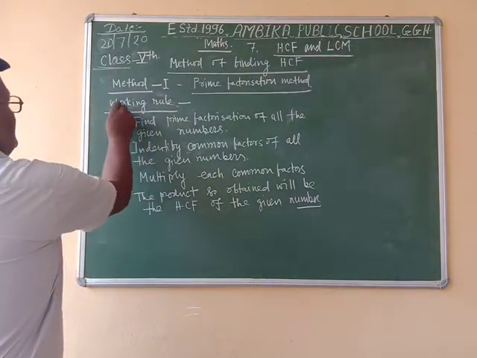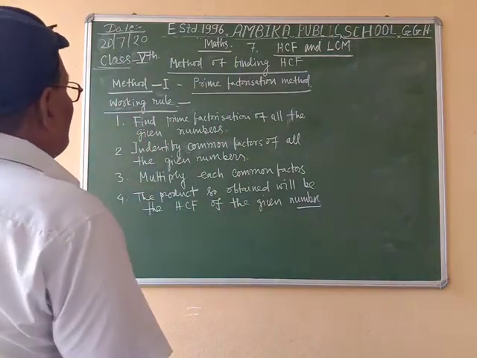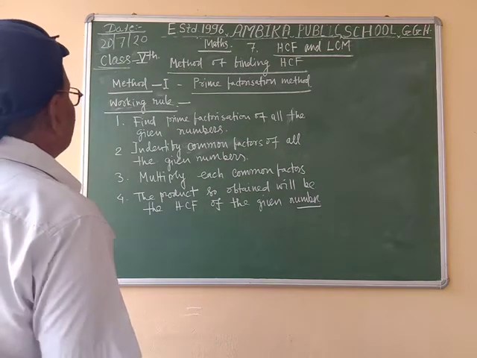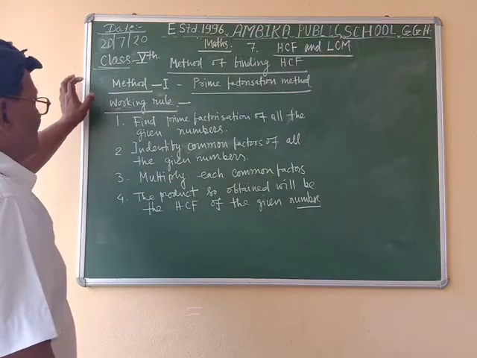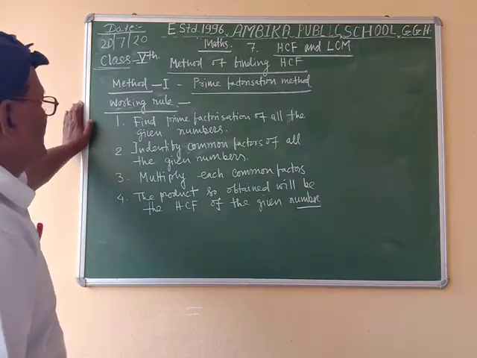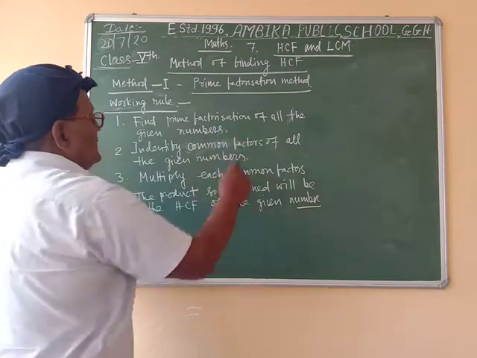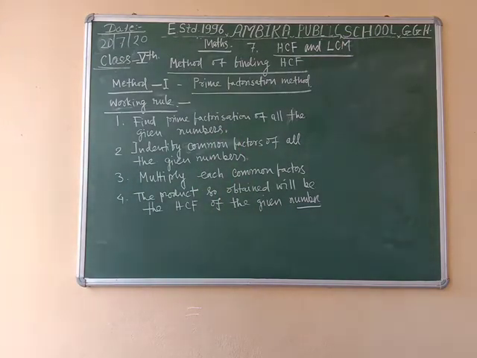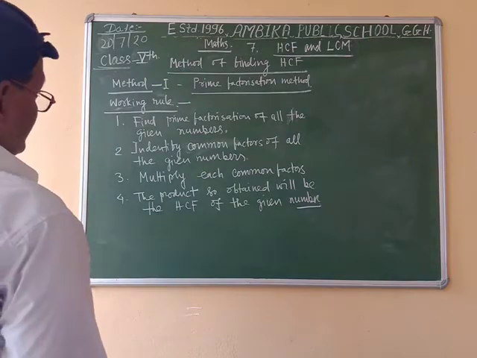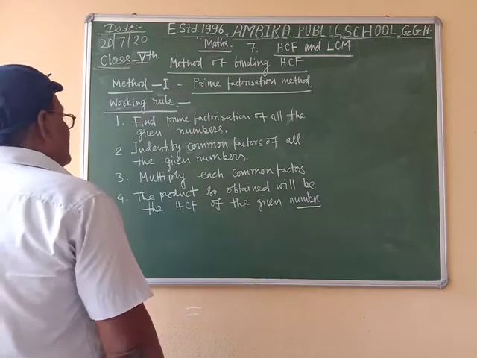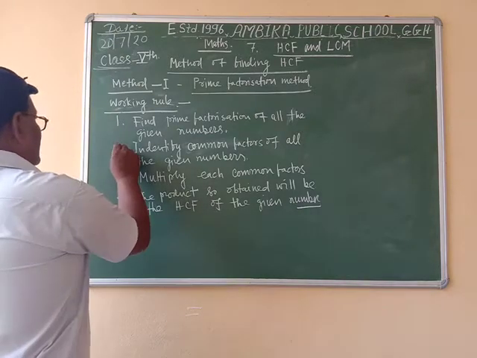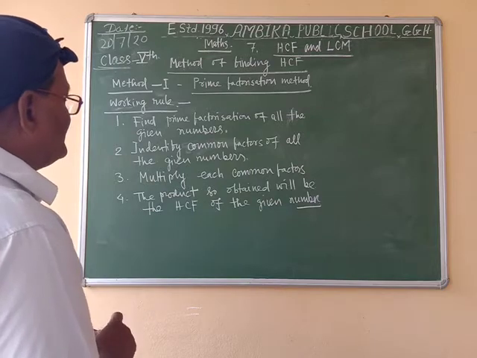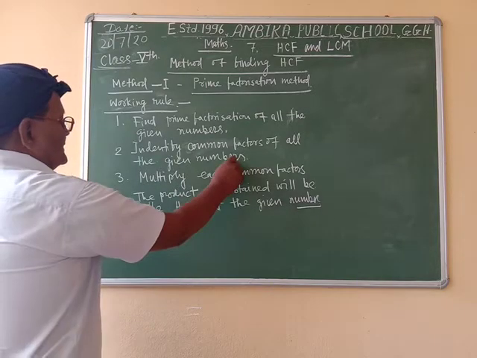Here the working rule for finding the HCF by the prime factorization method is: first of all, find the prime factorization of all the given numbers. If you are given two or more numbers, then first of all you should find the prime factorization of all the given numbers, and in the next step identify common factors of all the given numbers.